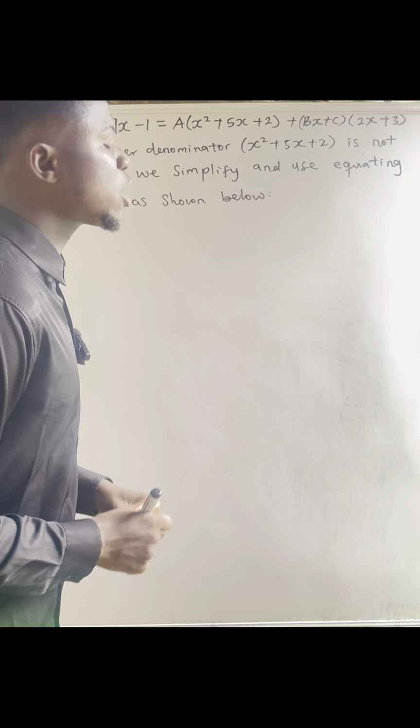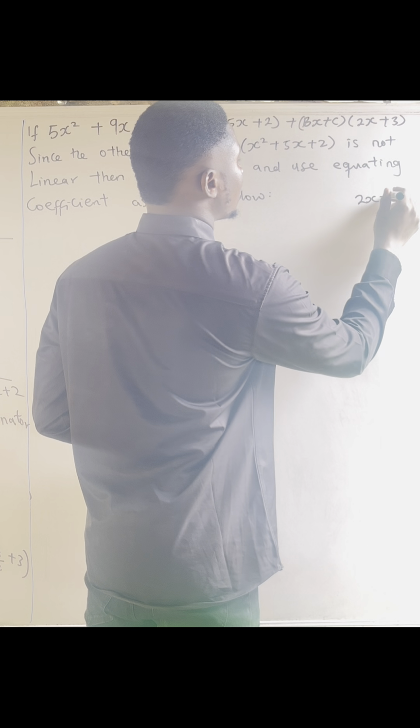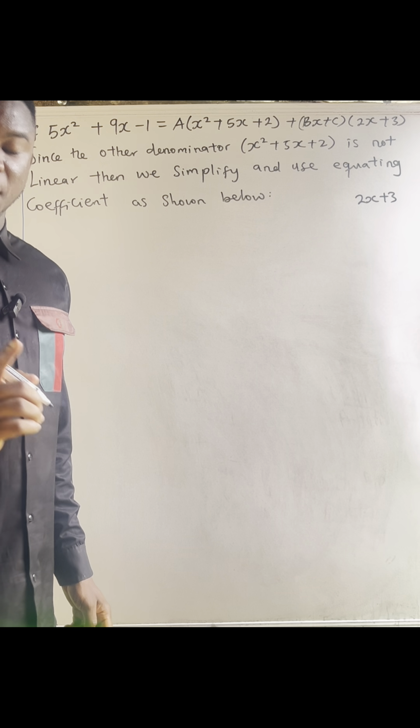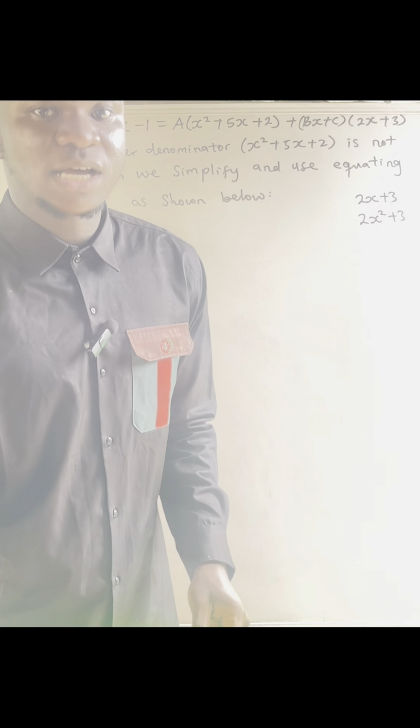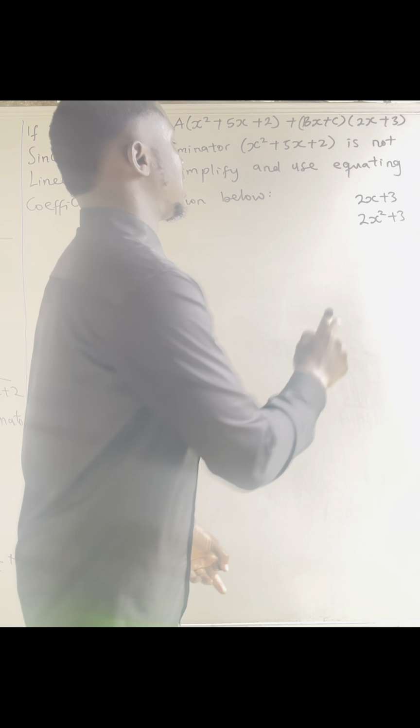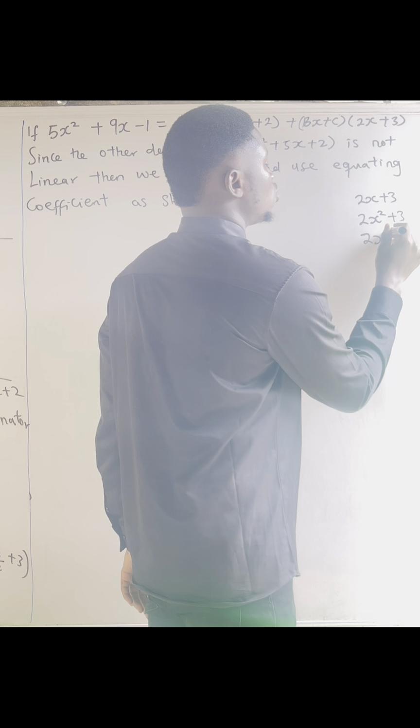What I mean is this: if I have something like 2x plus 3, this equation is linear because the highest power is 1. Hence, it is a 1 degree equation. But if I have something like 2x squared plus 3, this equation is not linear, but it is quadratic because the highest power is 2. If we have 2x cubed plus 3, this equation is not linear, and also it is not quadratic, but it is cubic because the highest power is 3.